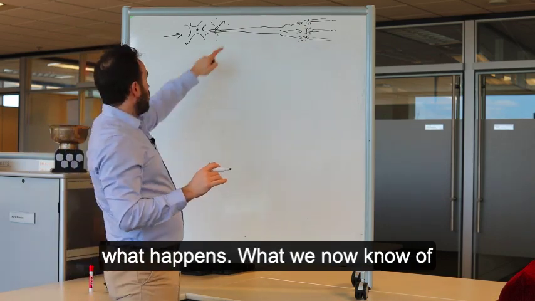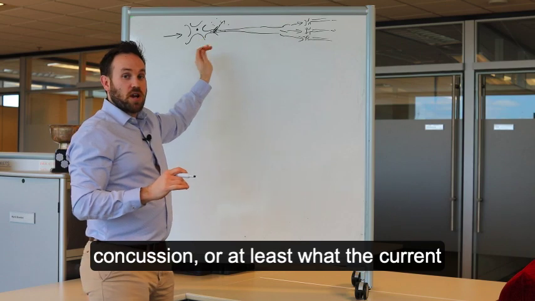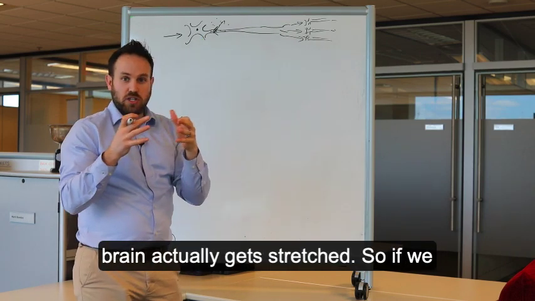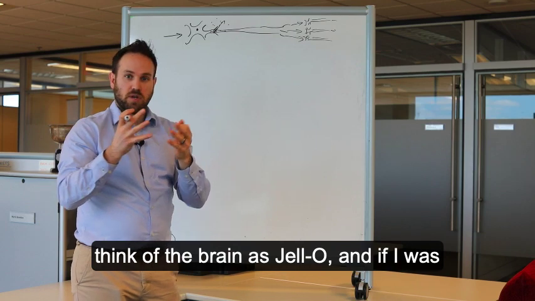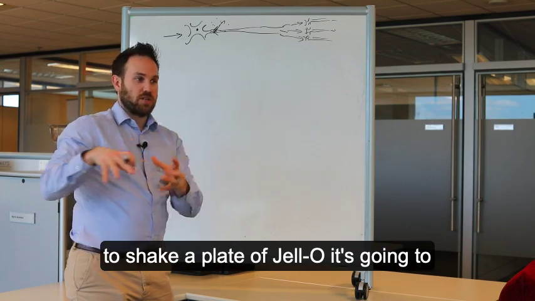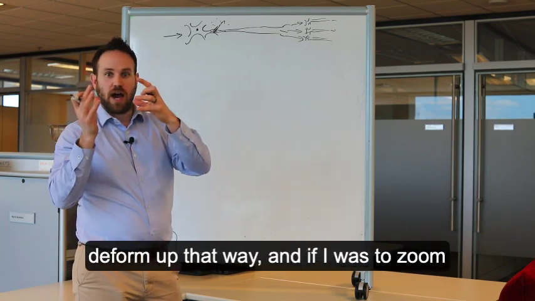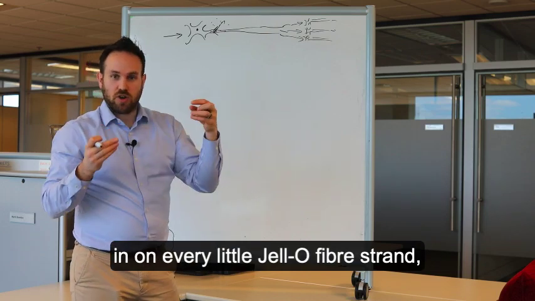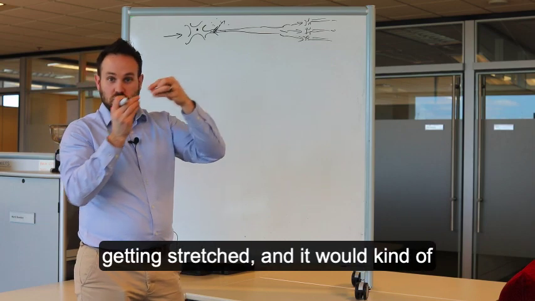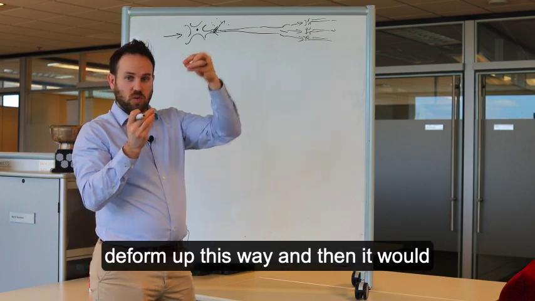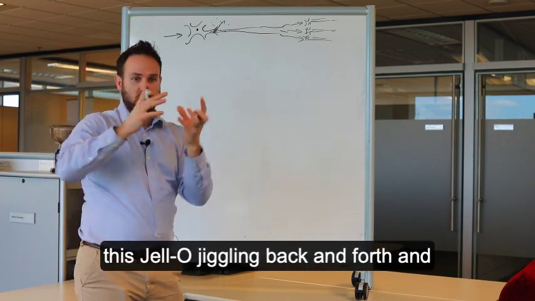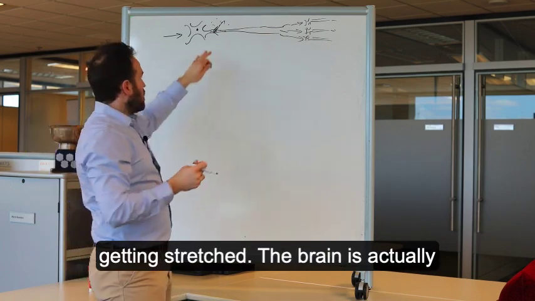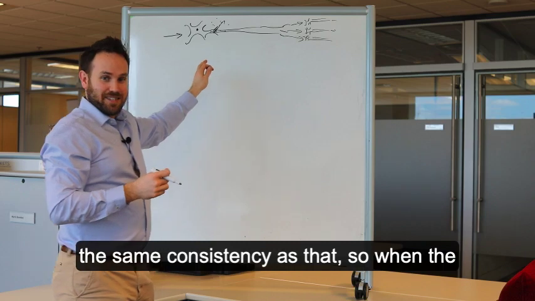What we now know of concussion, or at least the current hypothesis, is that the brain actually gets stretched. If we think of the brain as jello, and if I was to shake a plate of jello, it's going to deform up this way and it's going to deform up that way. If I was to zoom in on every little jello fiber strand, we would see each of those strands getting stretched. You can picture this jello jiggling back and forth and getting stretched. The brain is actually the same consistency as that.